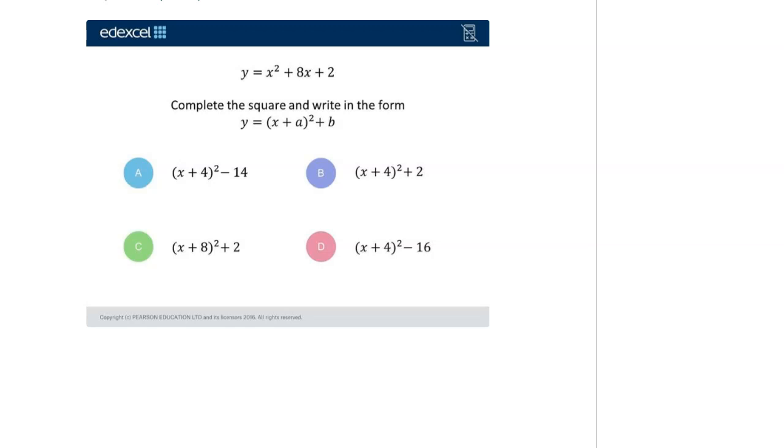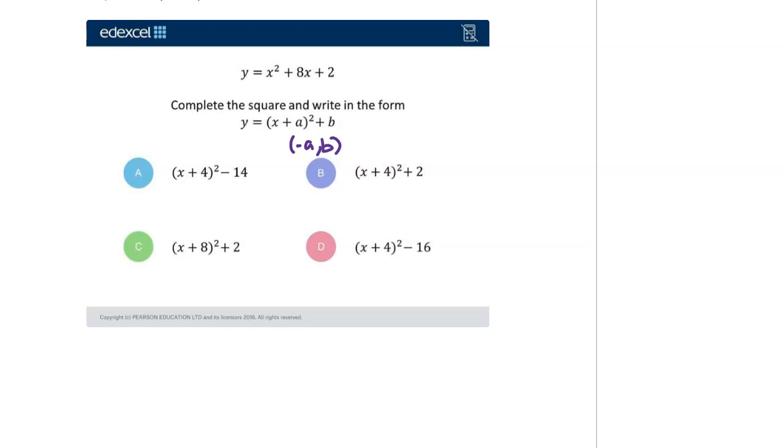Complete the square and write in the form. So they want us to complete the square, but not to fully factorise it, just to leave it in turning point form. Remember, this is turning point form. This parabola would have a turning point at negative a, b. Often we write it with a, x minus h all squared plus k, with an a in front. Doesn't matter, this would still have the turning point. It's still in turning point form, so that would be minus a, and b would be the turning point.